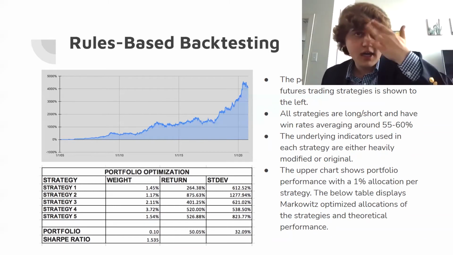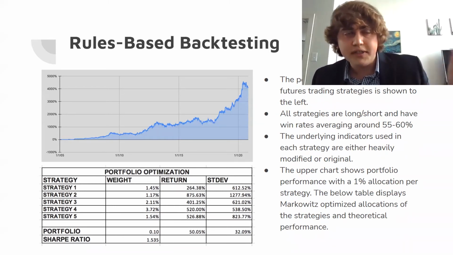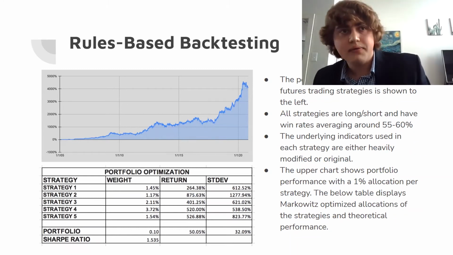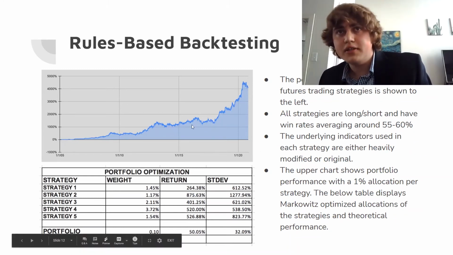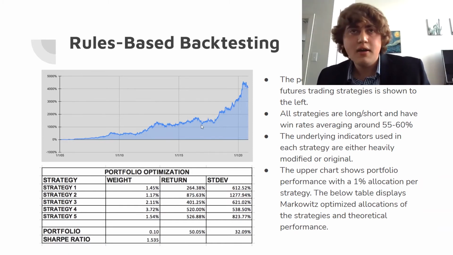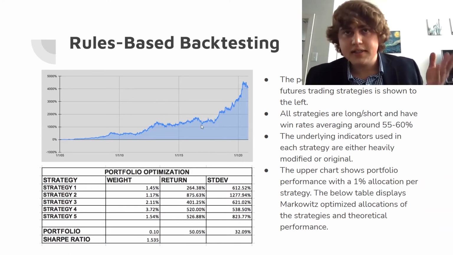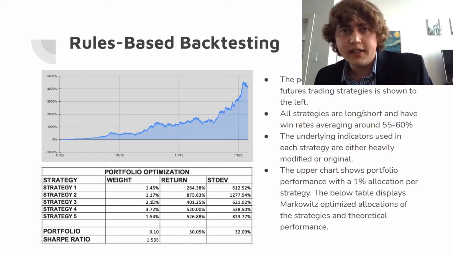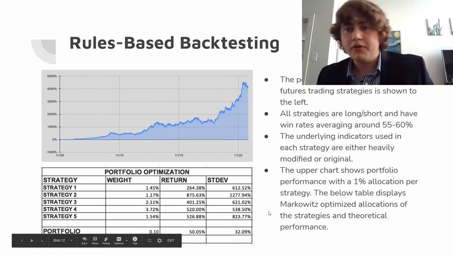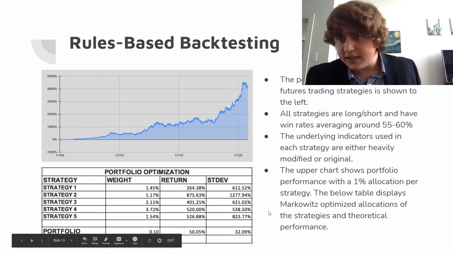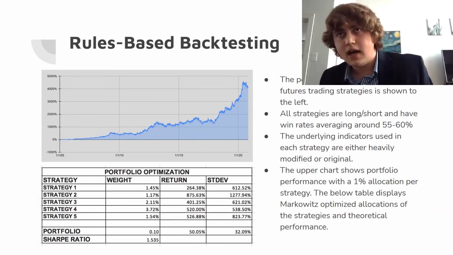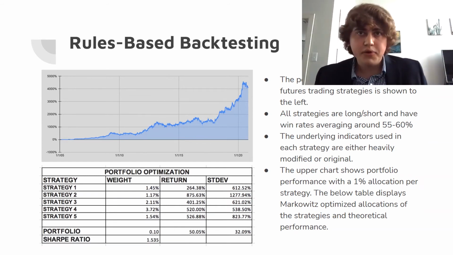And below you can see the Markowitz optimized version of the portfolio. As I mentioned, this is using just a 1% allocation per strategy, because they're financial derivatives, obviously, and extremely volatile. You wouldn't want to put your entire portfolio in there, just in case. That's a bankroll management thing, which is again outside the scope of this presentation.